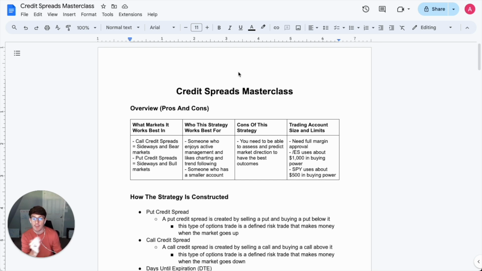Everything that I taught you up to this point is very much a passive strategy where you don't really have to know where the market's going to make money, but with credit spreads, you actually kind of want to know where the market's going to be able to do this well.